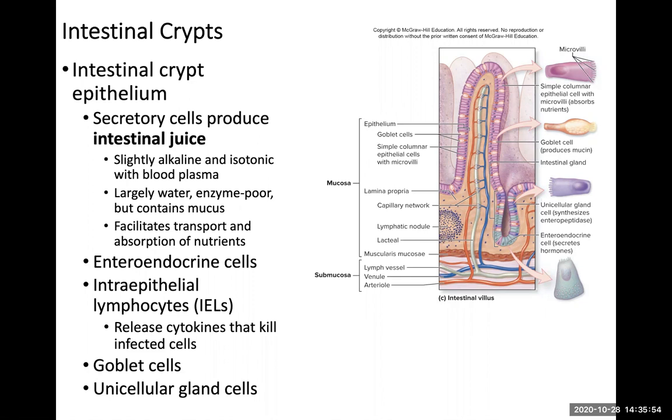So make sure you know that. And is there anything else I want you to know? And then here you can see the enteroendocrine cells, which again secrete secretin and cholecystokinin.